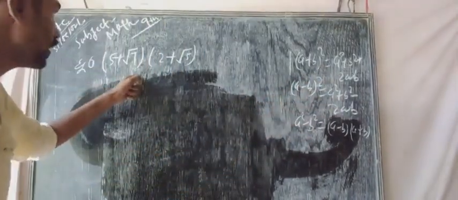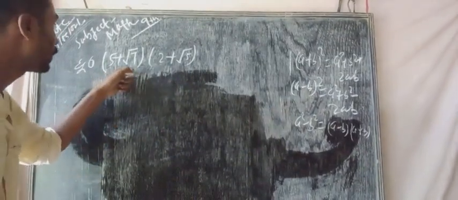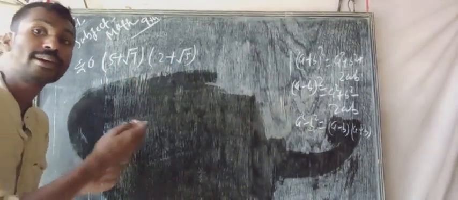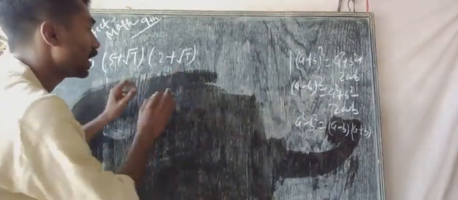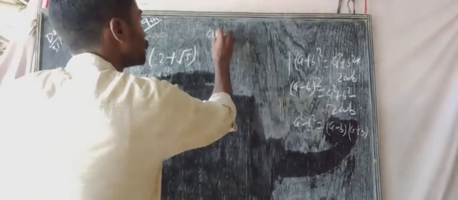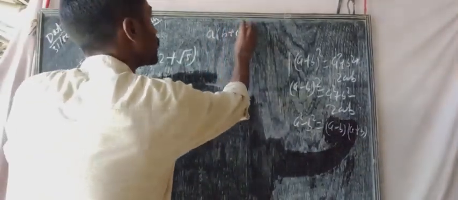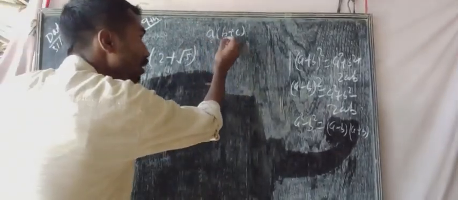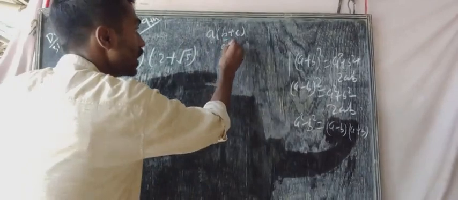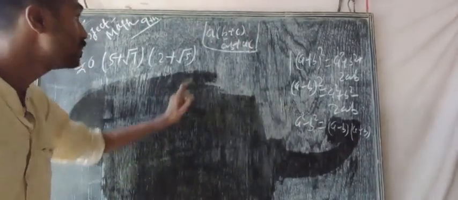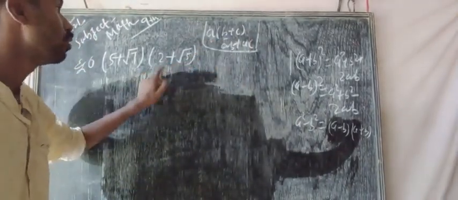But in this case we can't, because 5 plus root 7 and 2 plus root 5 are different quantities. In that case we will multiply simply. Suppose a into (b plus c): a is multiplied by b and with c, that means ab plus ac. Similarly, we can apply this with this question.